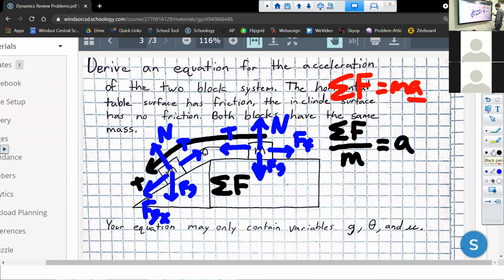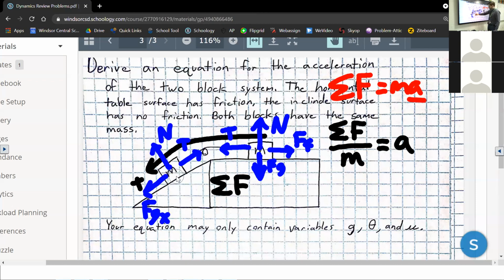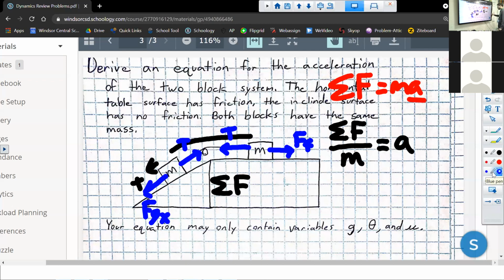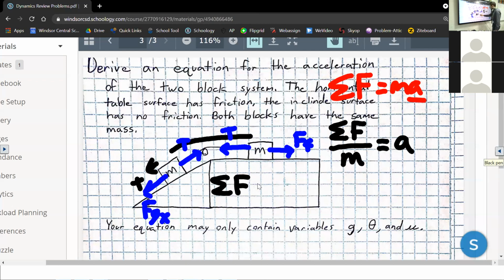So I'm going to clear off all of the forces that aren't in the direction of motion. That's gravity, normal force won't help me, gravity won't help me. So it's just these four forces I'm dealing with that are in the direction of motion. Everything going in my positive direction of motion, I'm going to add. Everything that's going the other way, I'm going to subtract.